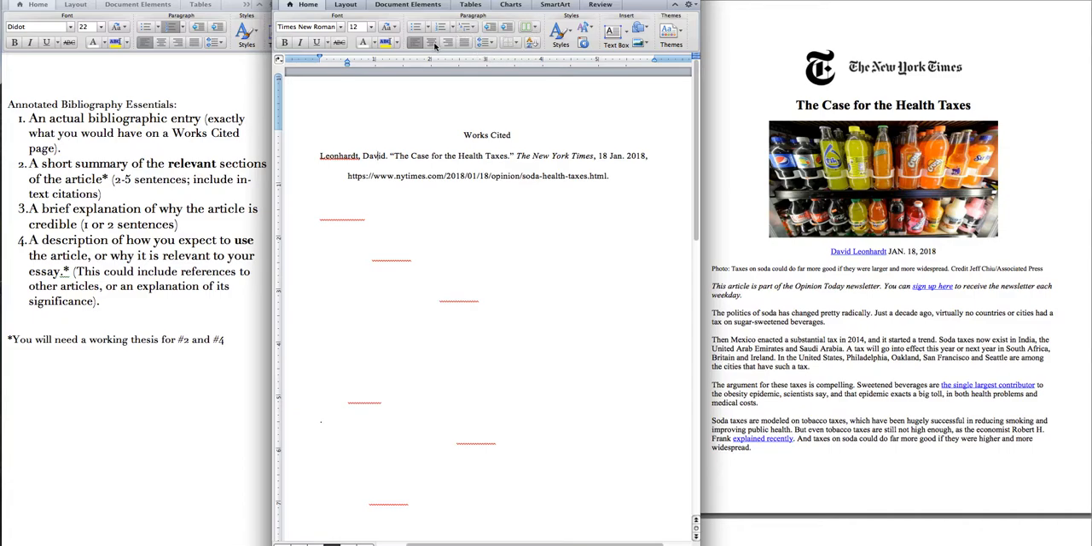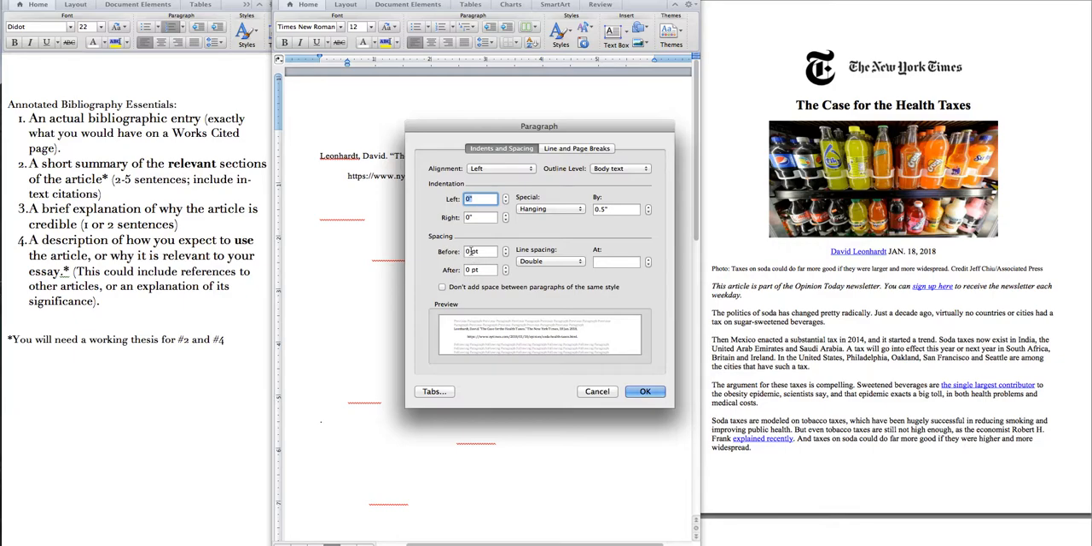And just in case you've forgotten, we're going to look at the paragraph menu. Your spacing is going to be 0 before and after. That's very important. Your line spacing is going to be double. And you're going to use a hanging indent, which means that the last name of the author over here, where Leonard is sticking out over the second line of my citation.